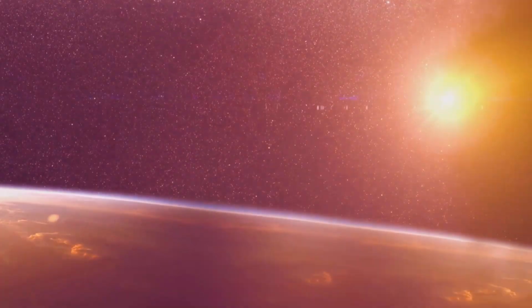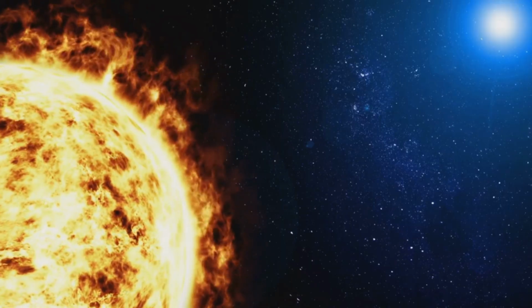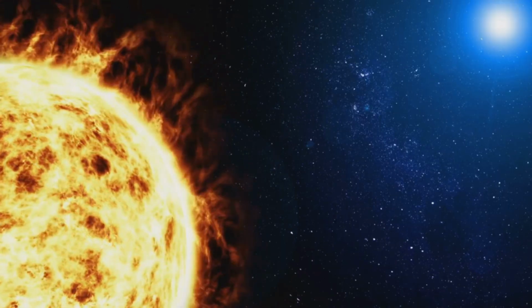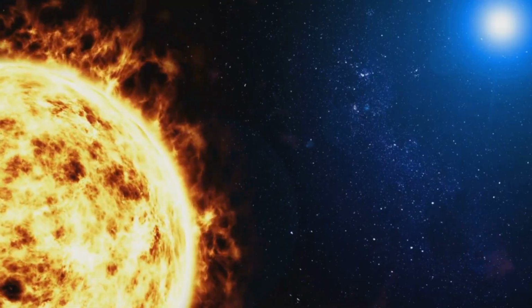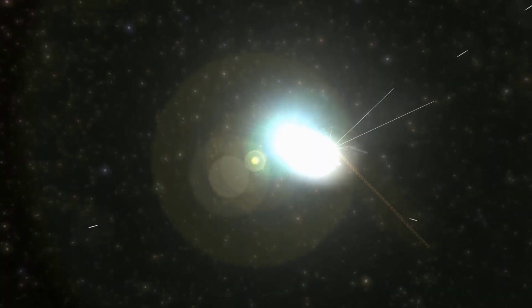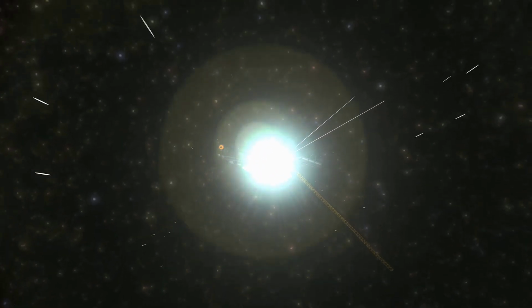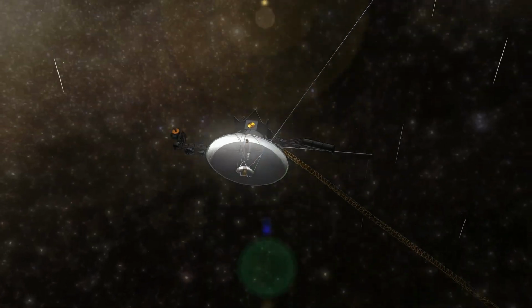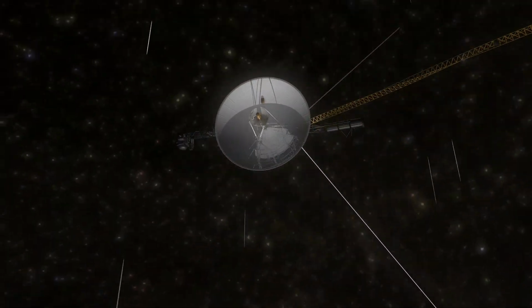So what's on the other side? Beyond the heliopause lies true interstellar space. It's not empty, but filled with a thin mist of hydrogen, helium, dust, and magnetic fields that thread through the galaxy. Voyager 1 and 2 are now drifting through that region, over 24 billion kilometers from home, sending back faint whispers of what's out there.